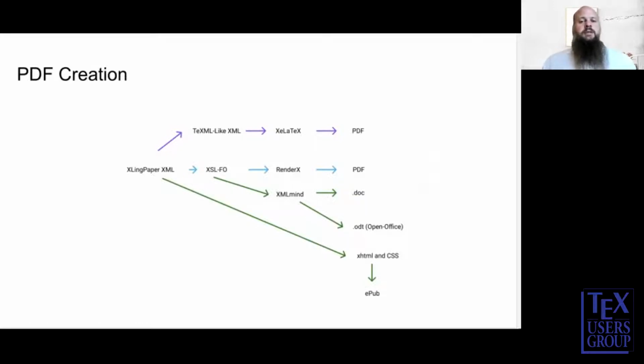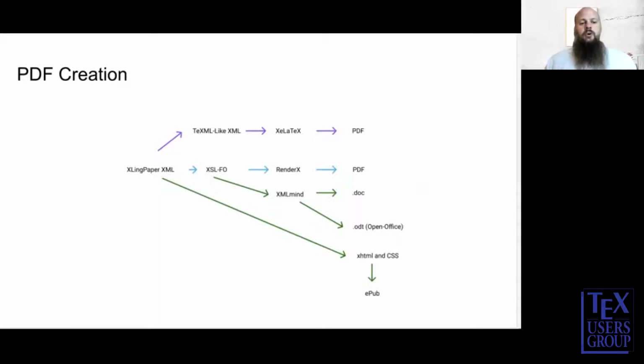Back in 2009, Andy began to think about adding a XeLaTeX-based output to XLingPaper. Before 2009, the XSL-FO process was able to be connected to RenderX and the RenderX PDF output process, and that had a watermark in it. So Andy was looking for a different option than the PDF production process through RenderX.